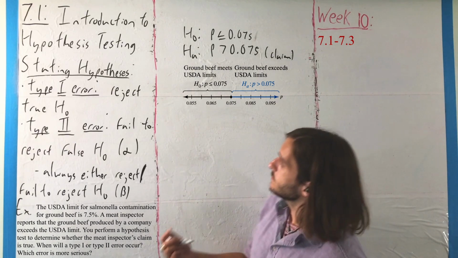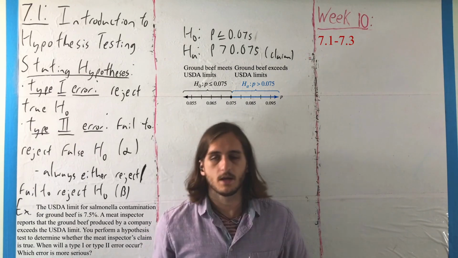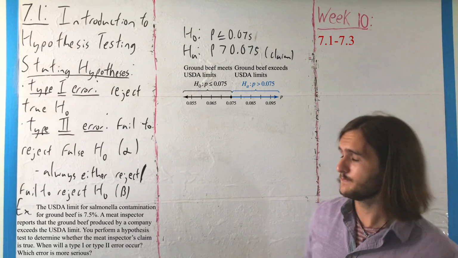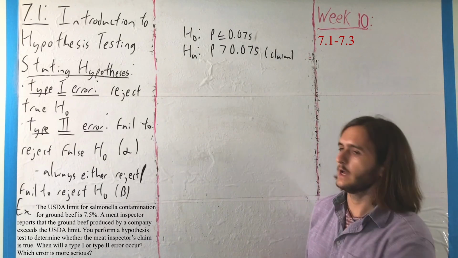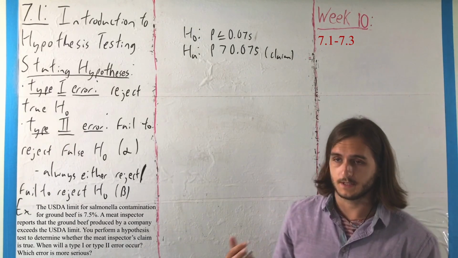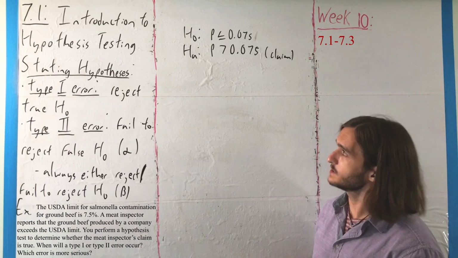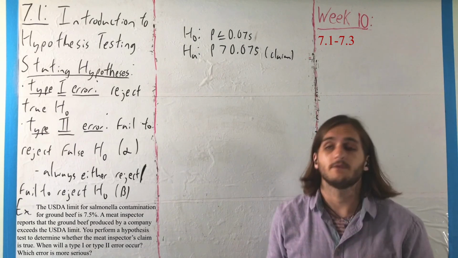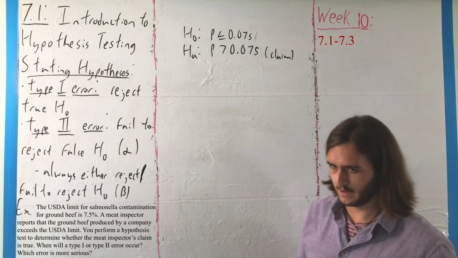Anyway, from here we can talk about what sort of conclusions we may draw and how this would fit into our scheme with these errors. And in this case, let's say that our test reveals that we should reject the null hypothesis. That is, we should reject the idea that the proportion is at most 7.5%. So that means we are in some sense finding evidence for the claim that the proportion is bigger than 7.5%.